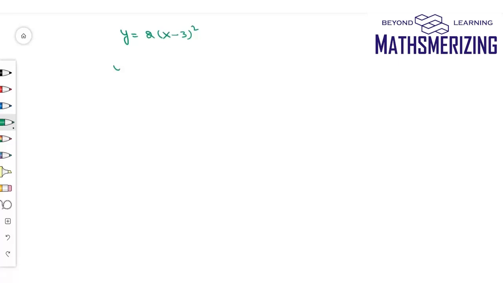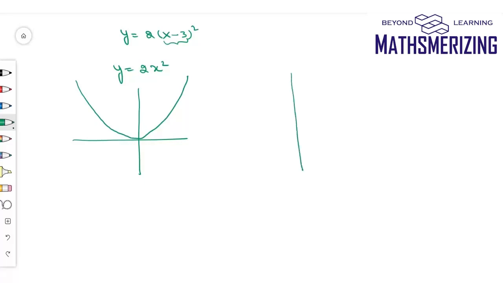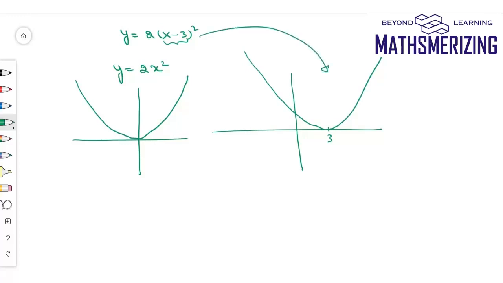So what's my basic graph here? The basic graph here is y equals 2x square, which is a parabola of the third form. It is a parabola opening upwards, vertex at 0. Now for x minus 3, I'll shift the entire graph plus 3 units along x-axis. So now that's the graph of y equals 2(x minus 3) whole square.